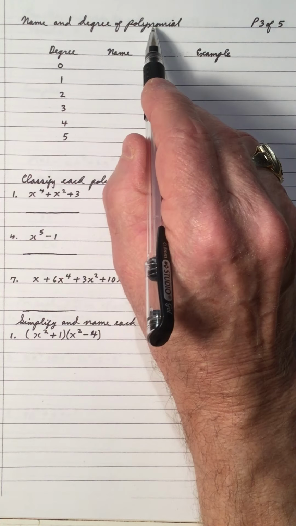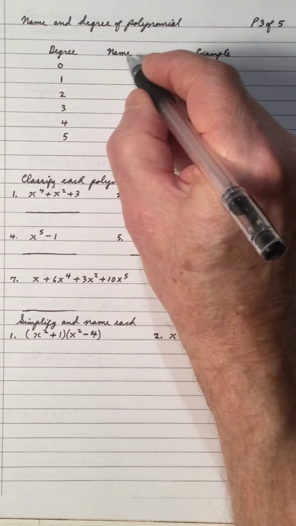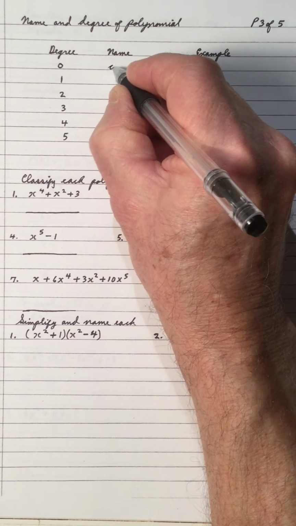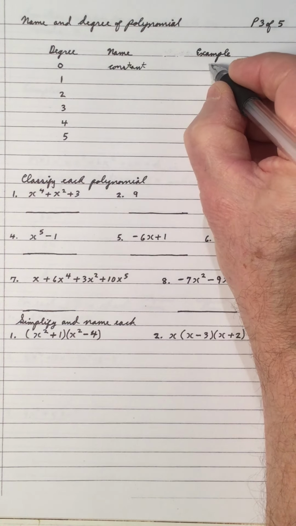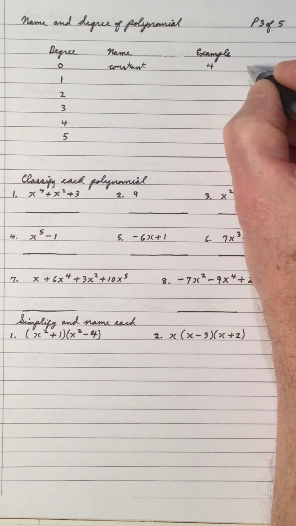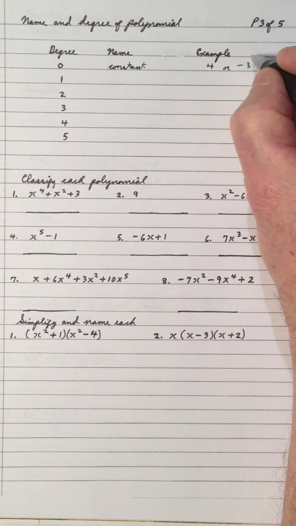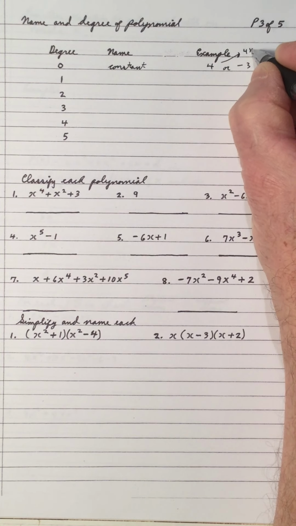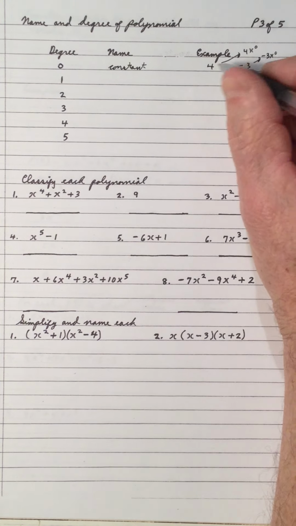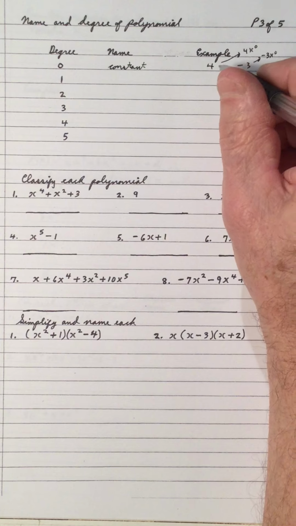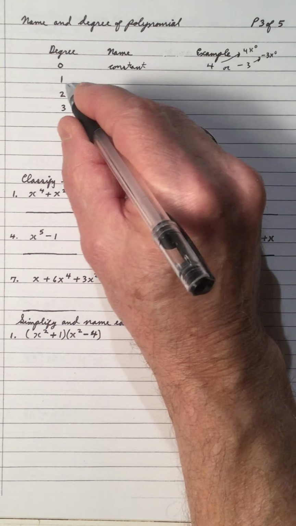The name and the degree of a polynomial. Let's look at the degree and the name. If the degree is 0, then the name of the polynomial is a constant polynomial. And a constant polynomial is just a 4, or you could have negative 3. This is understood to be 4x to the 0, and this one is understood to be negative 3x to the 0. So it's a constant polynomial, just one number. Degree is 0.